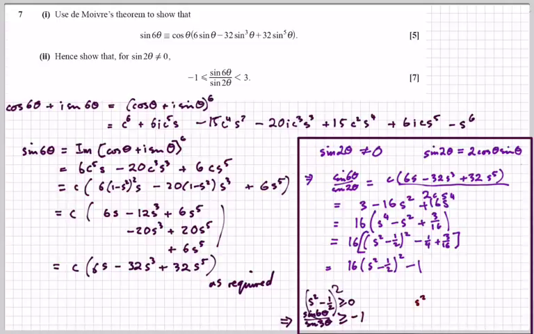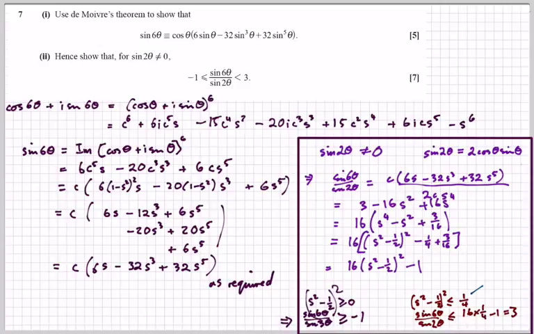The next thing to consider is the maximum value of sine squared minus a half, all squared. Sine squared's biggest value is 1, so 1 minus a half is the biggest value in the brackets. A half squared is a quarter, so this is the maximum value. So this means that sine 6 theta over sine 2 theta must be less than or equal to 16 times a quarter minus 1, which is 3.